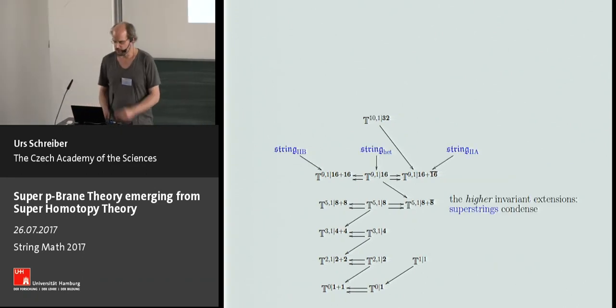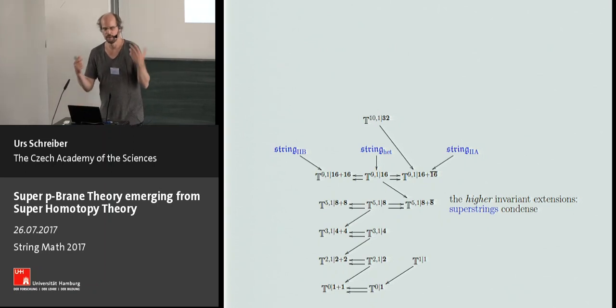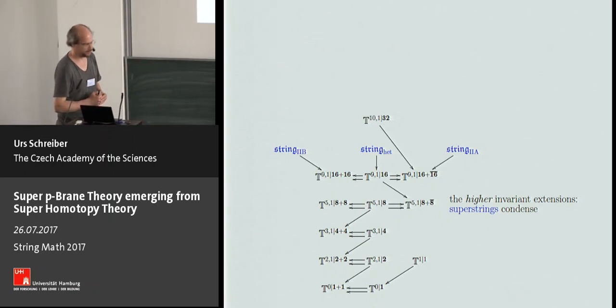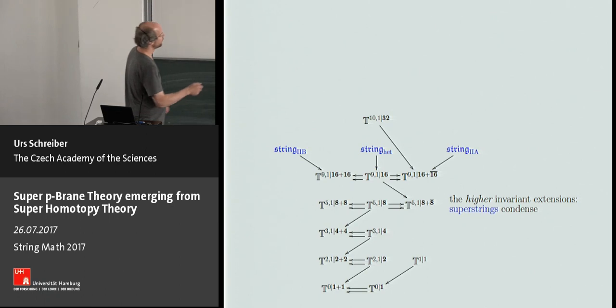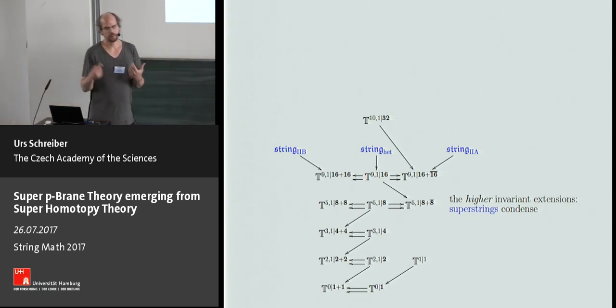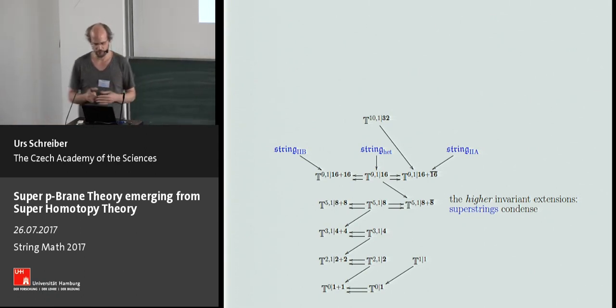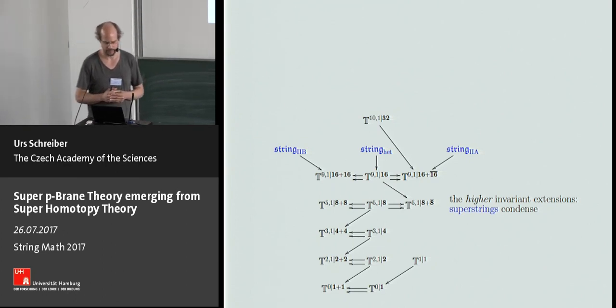Okay. So next we ask for higher invariant extensions, in a process that homotopy theorists call the Whitehead tower. We exhausted all the 2-cocycles. Next we ask for the invariant 3-cocycles. It's an old theorem that in the physics literature is known as the old brane scan.